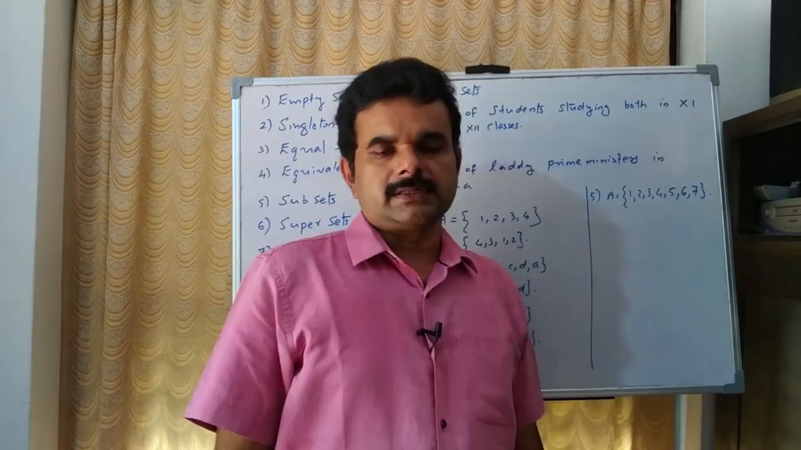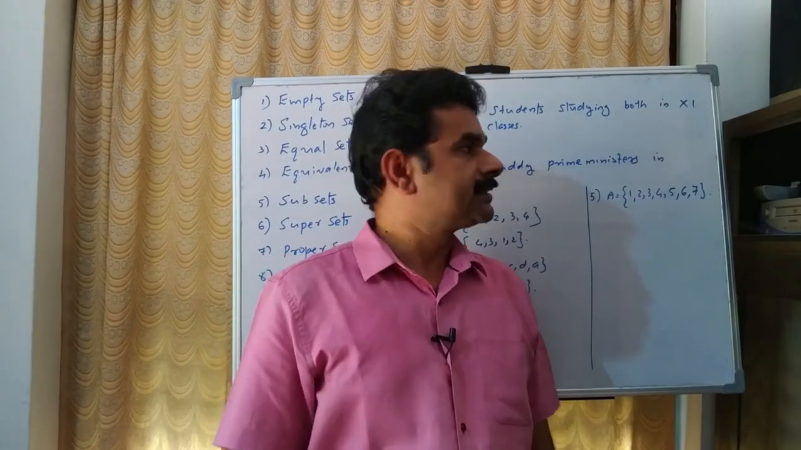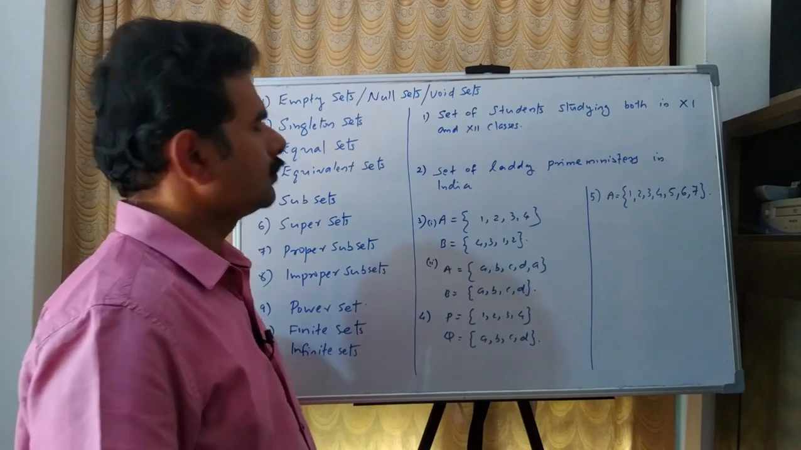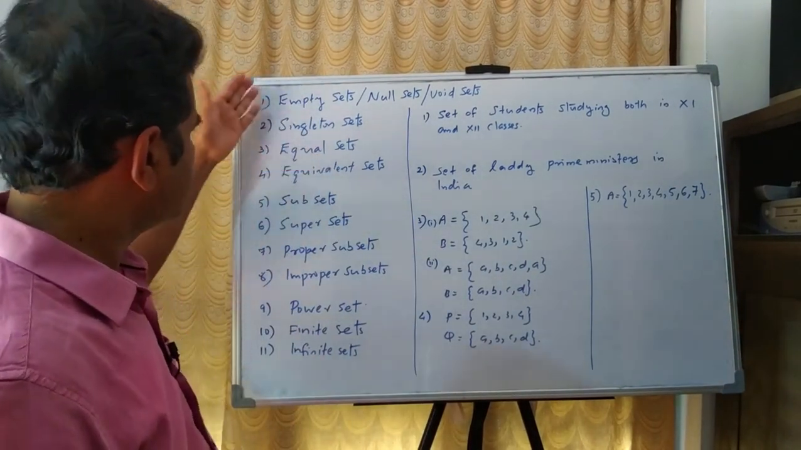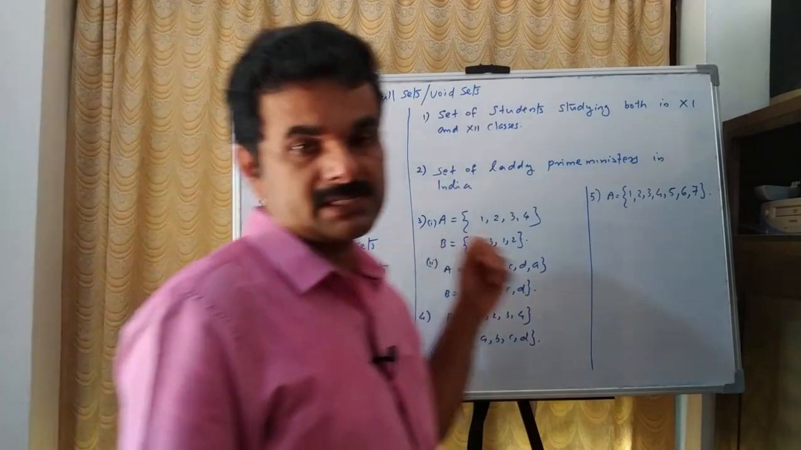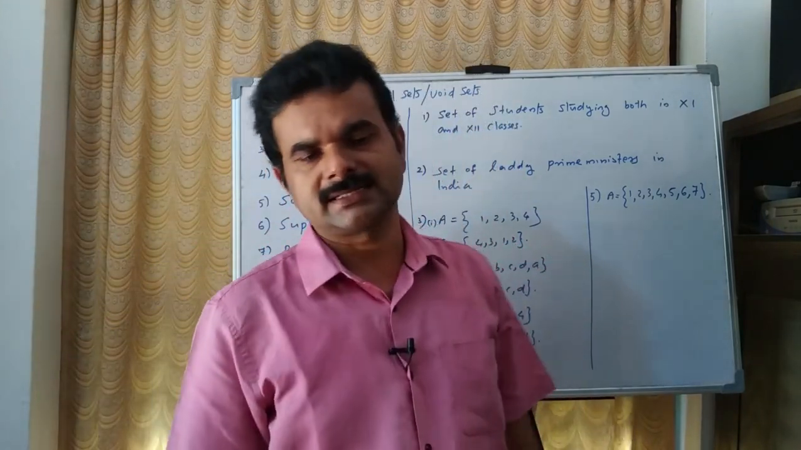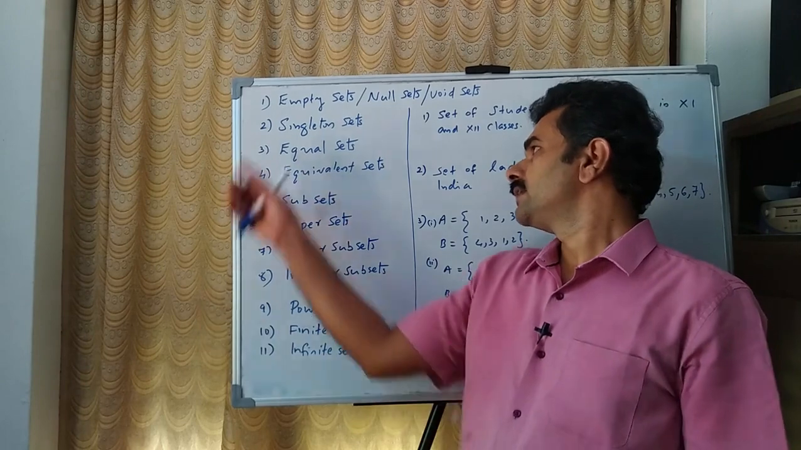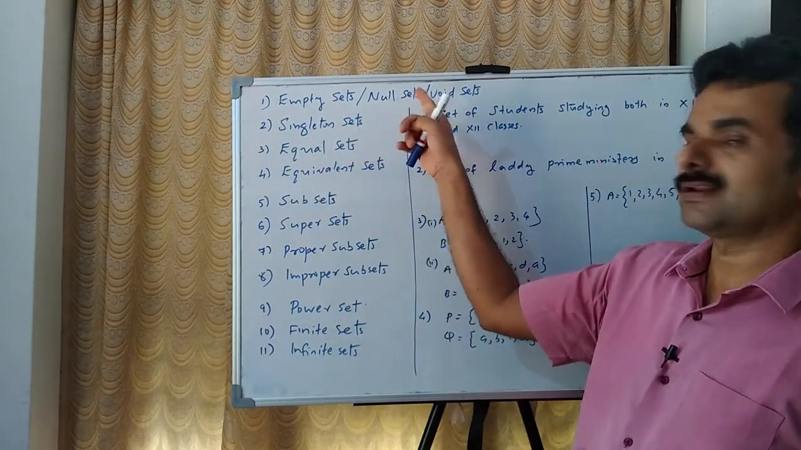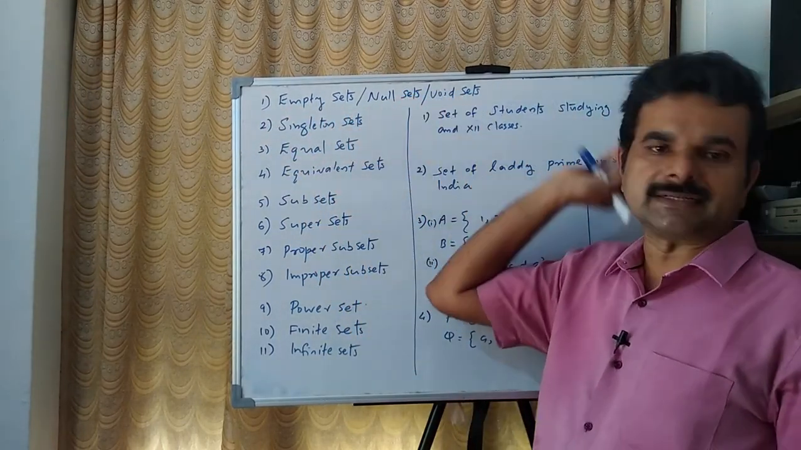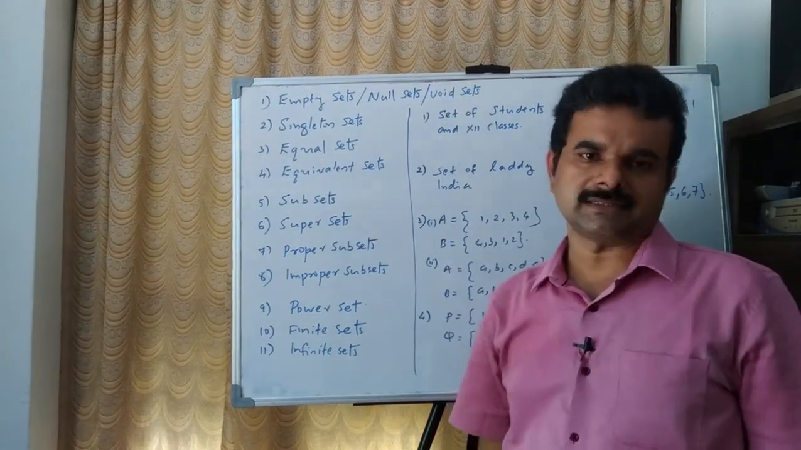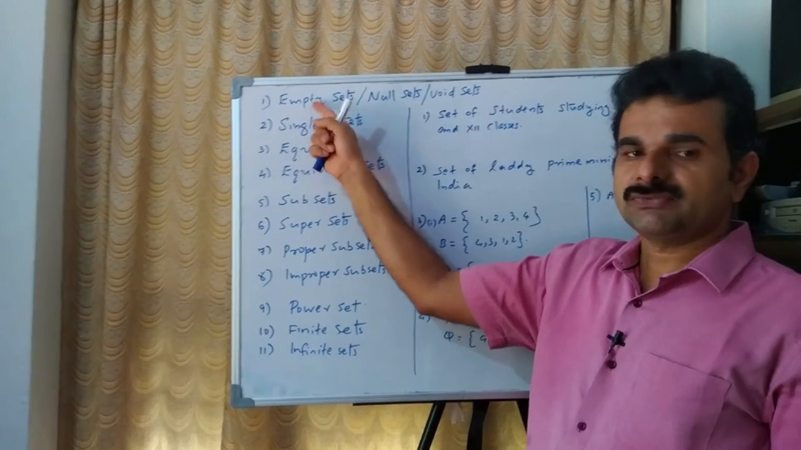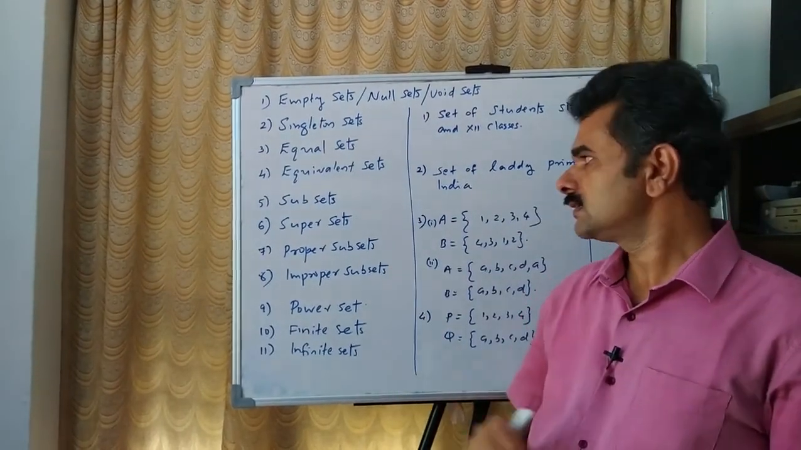Okay. Now we can see different types of sets. There are several types of sets. See, first one, empty set. Empty set is nothing but it is empty. Empty sets, another name, null sets or void sets. These are the common terms used to identify an empty set. Empty means what? Nothing.